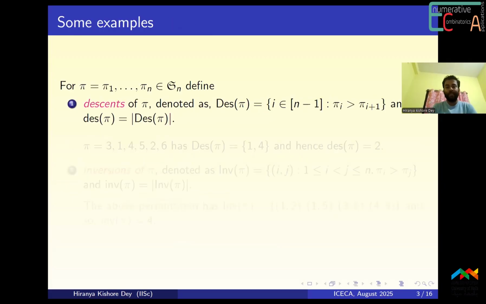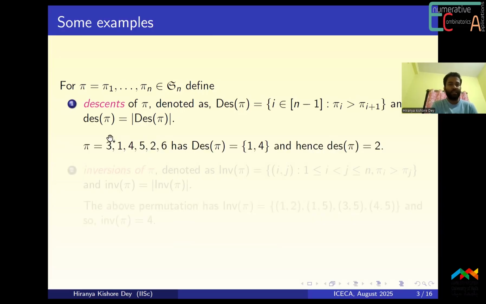So let's see some examples of permutation statistics. For a permutation pi written in one-line notation, the descent set of pi is the set containing those indices i such that pi i is greater than pi i plus 1. And des of pi is the cardinality of this set. So take pi equal to 314526. There are exactly two positions, namely 1 and 4, such that pi i is greater than pi i plus 1. So the descent set is {1, 4}, and the number of descents is 2.